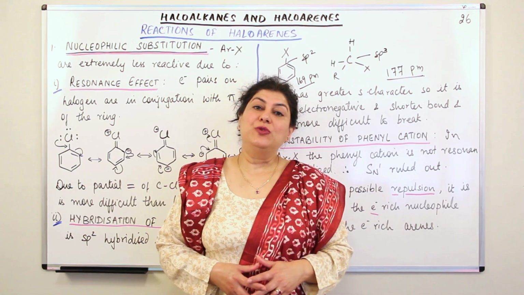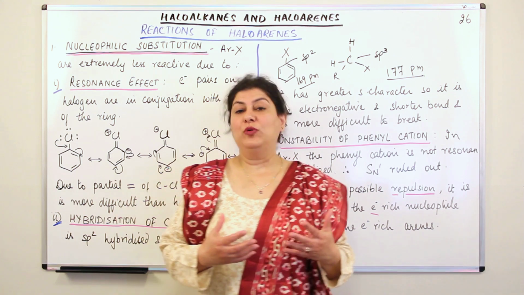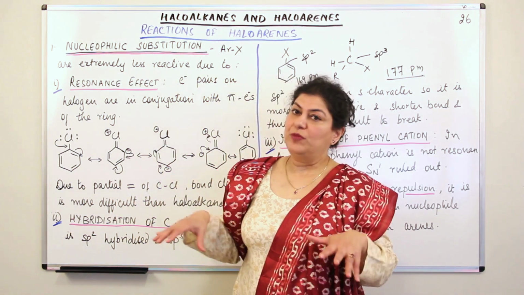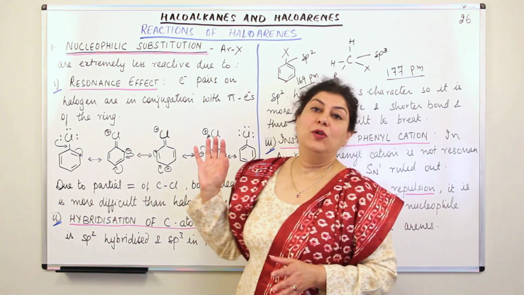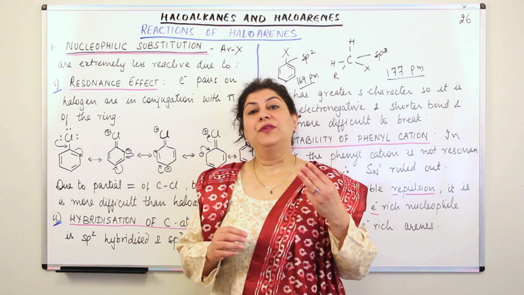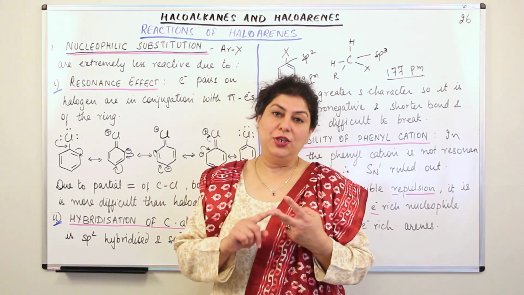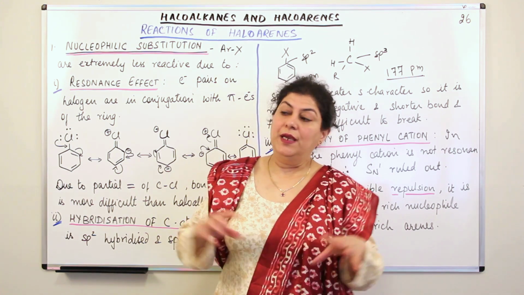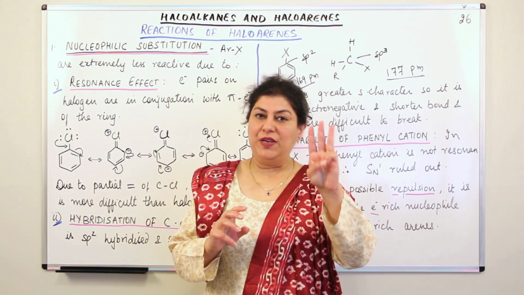In the past few videos, we had been discussing the chemical reactions of haloalkanes. Now from this video onwards, we are going to discuss the chemical reactions of haloarenes. In haloalkanes, I told you that there are three main types of reactions. That is nucleophilic substitution, elimination, and reaction with metals. In the case of haloarenes also, we have three categories.